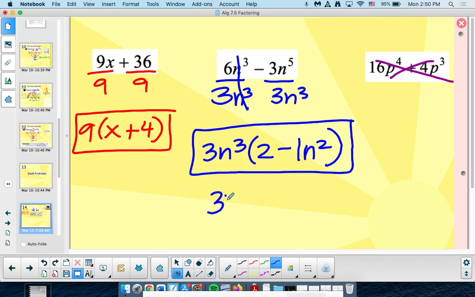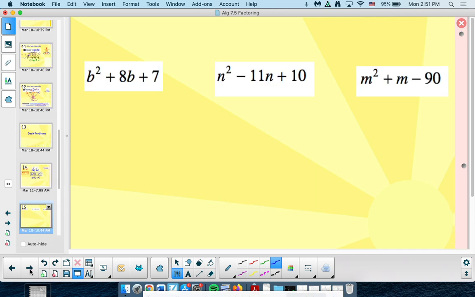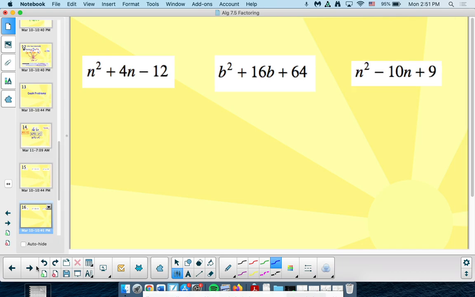Or you could have written that one like this, you guys. You don't need to have that imaginary 1 there. Could have been like that as well. Okay, now let's try two factoring ones. Those are kind of all the same. Let's do these first two ones, the n squared and the b squared. Try those two.